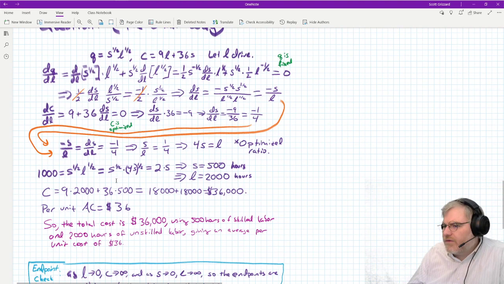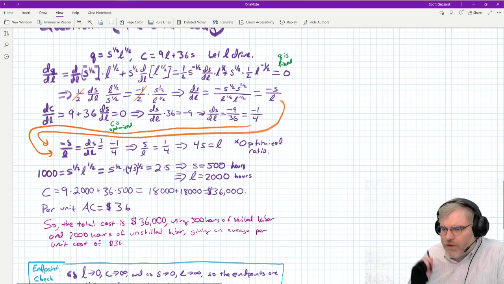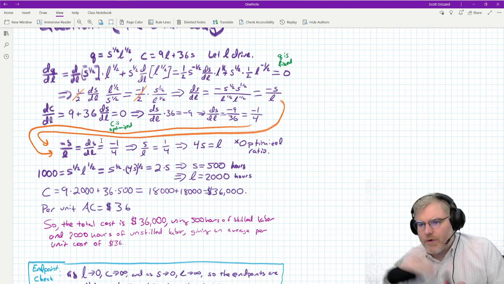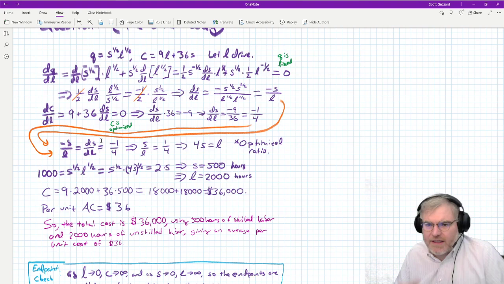Do you lose points for not taking the second derivative? You lose points if you don't show you found the minimum. Now, there were three ways to do it, right? I could do endpoint check, in which case the endpoints here are infinity. That's this answer right here.